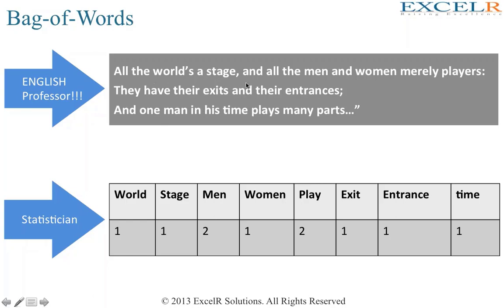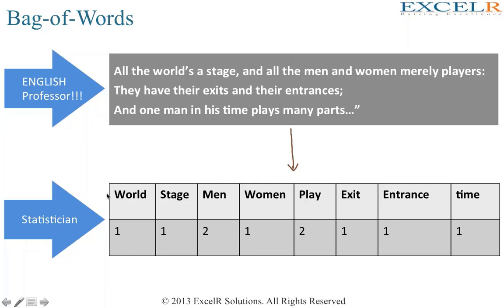All the world's a stage, and all the men and women merely players. They have their exits and their entrances. And one man in his time plays many parts. This is what Shakespeare has written. An English professor would go on and on explaining these three lines for hours together. But a statistician would look at this passage in a different way.